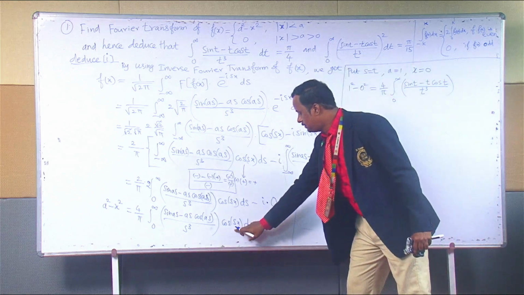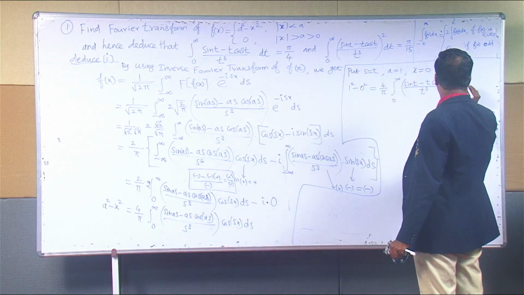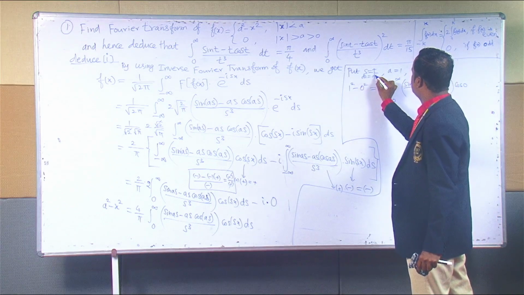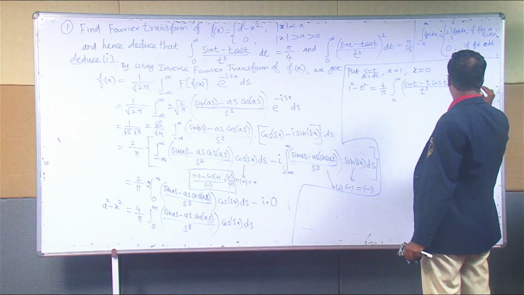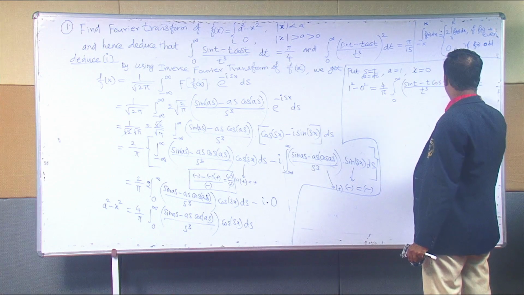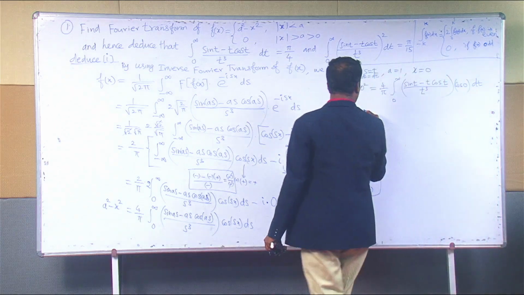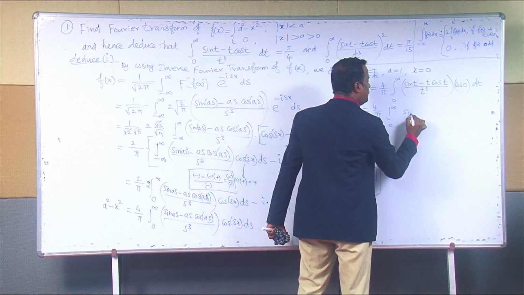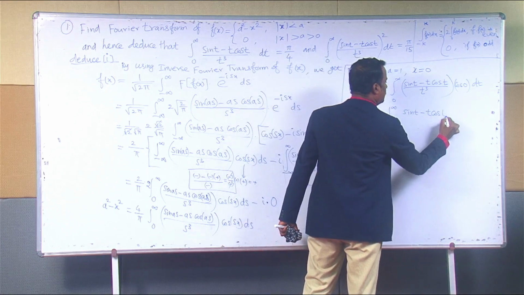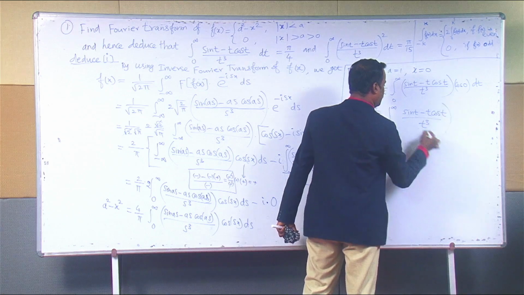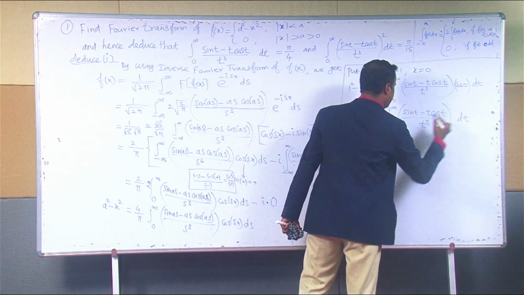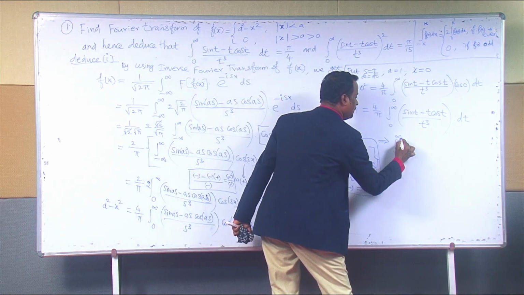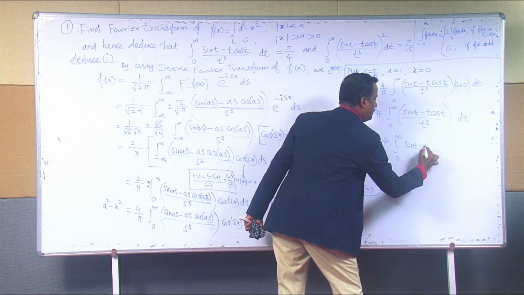into cos 0, cos 0 value 1, into what about ds? ds becomes dt. So we have to use dt here. Cos 0 value 1, this is 1, 4 by pi integral 0 to infinity sin t minus t cos t divided by t cube into 1 dt. Our aim is to prove this.